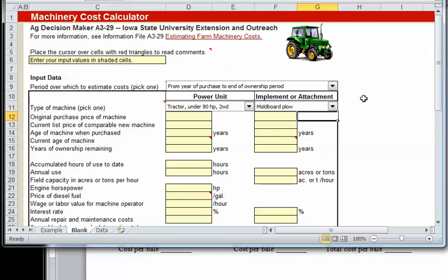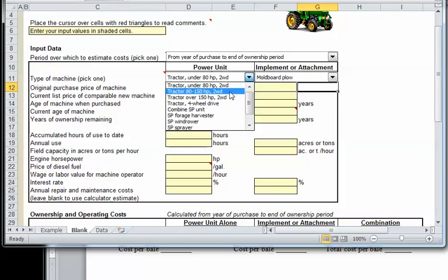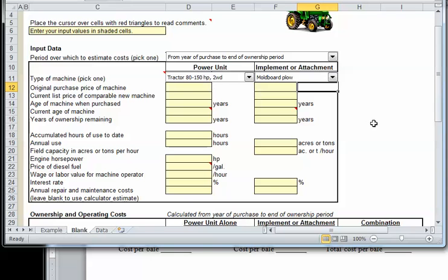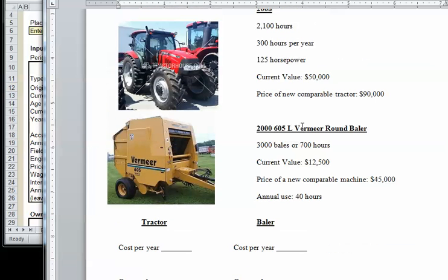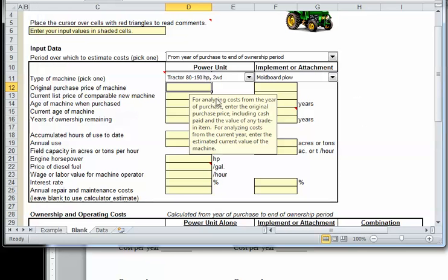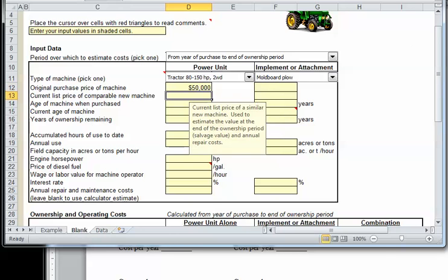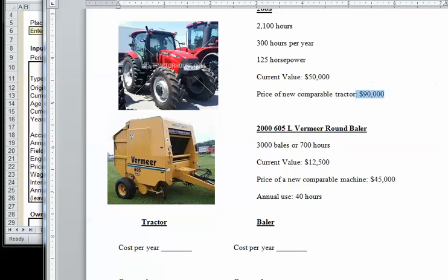First of all, we need to pick the power unit, in other words, our tractor. In this case, it's between 80 and 150 horsepower, so we will go ahead and choose that from the drop down menu. The original purchase price of this machine, we're going to calculate this to make this simple. We're just going to figure as if we're buying this tractor now going forward. Well, this tractor currently is $50,000, so just use current value here. Keep this simple. A new comparable machine is $90,000.